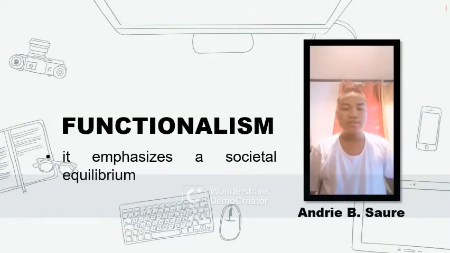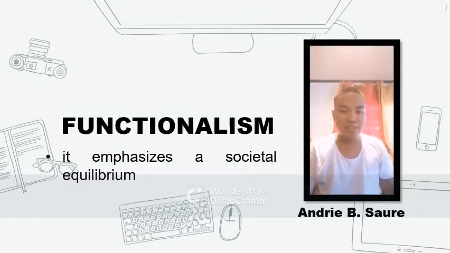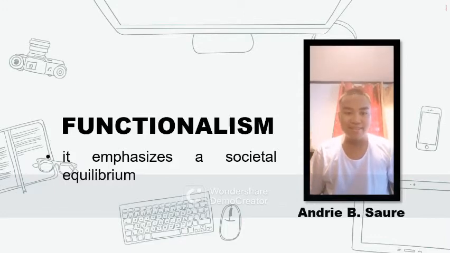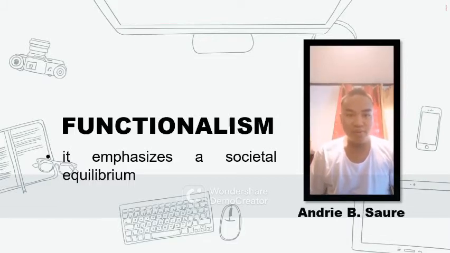So the first theory that we will tackle is functionalism. It emphasizes a societal equilibrium. If something happens to disrupt the order and the flow of the system, society must adjust to achieve a stable state. According to him, society should be analyzed and described in terms of functions.